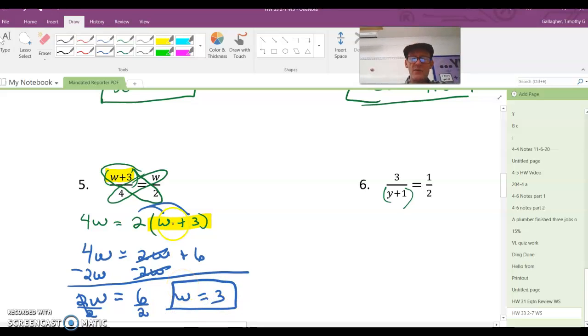All right, so that was a little different because of the group term. We do the same thing here. We get 3 times 2 is equal to 1 times w plus 1.